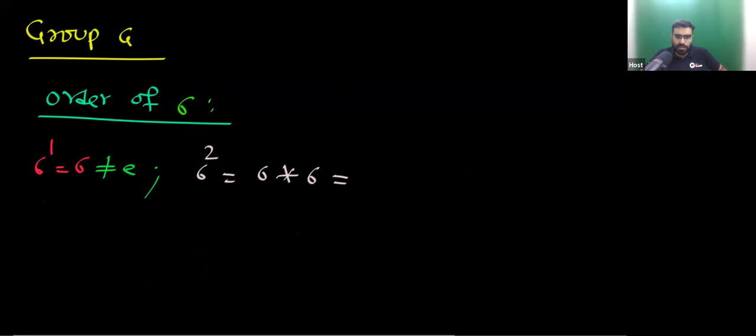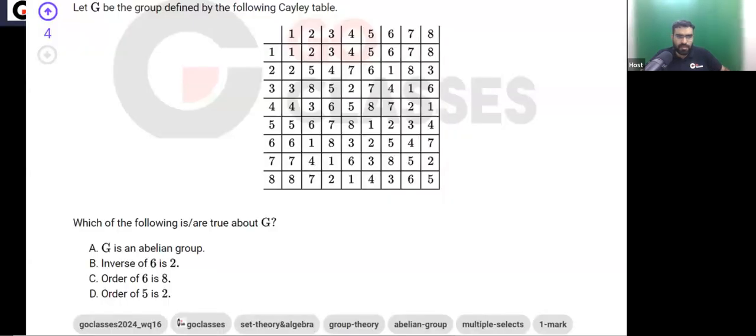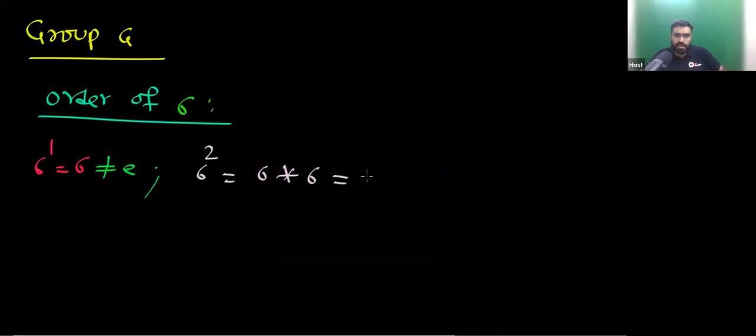Let's see what 6 power 2 is here. You can see this is 6, 6, and that will be 5. Remember, this is your 6 power 2. So 6 power 2 is 5. Did you get the identity element? That is also not the identity element.